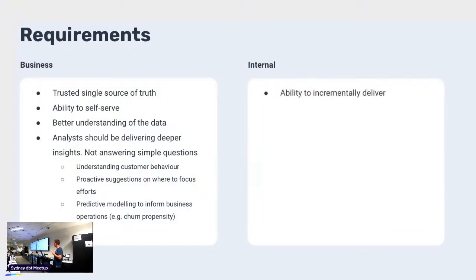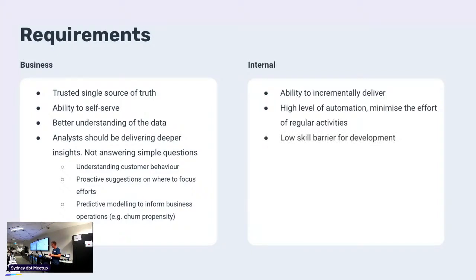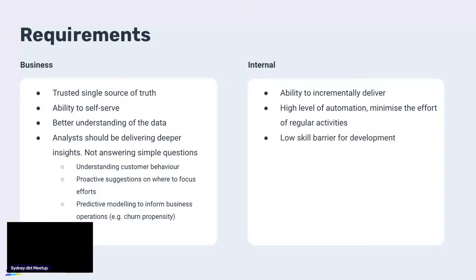So internally, we decided our requirements would be, we need to be able to deliver incrementally. So we're not going to lock ourselves in a room for a year and build something crazy and then come out and deliver it to everyone. We want to deliver it over time and get feedback, iterate, all that sort of stuff. We also wanted a high level of automation because we were sick of doing manual things and spending time doing boring things. We also wanted a lowish skill barrier for development. We don't want to have to write everything in Scala.